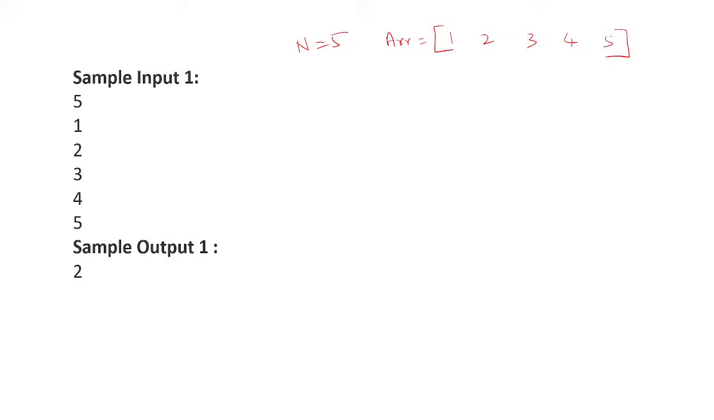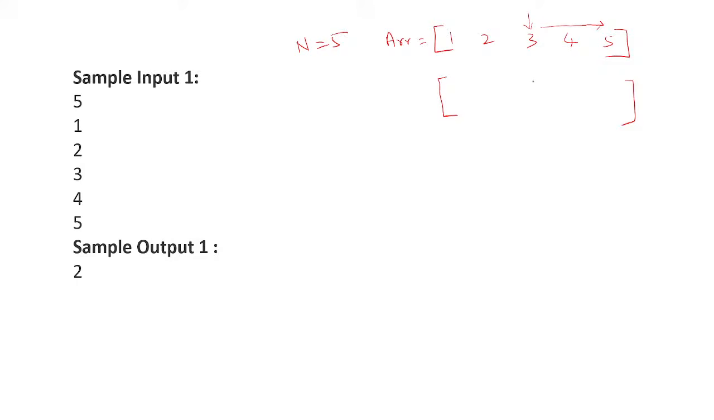Now, is it a mountain array? No, this is not a mountain array. Because, see here, this is the peak element, and from the peak element, if you go down, it is still increasing. So what you need to do is convert this array into a mountain array. How can you convert this into a mountain array?